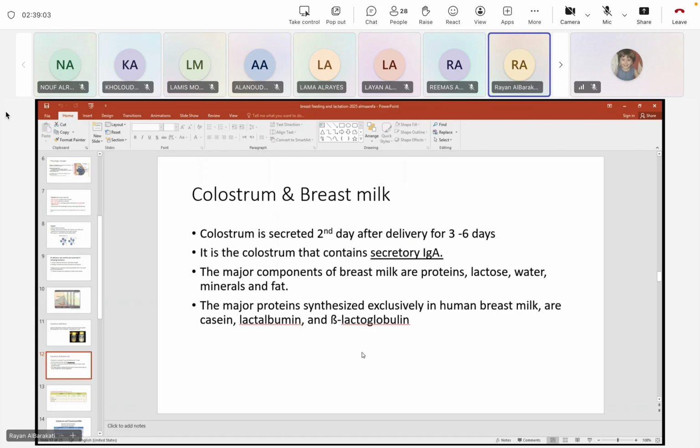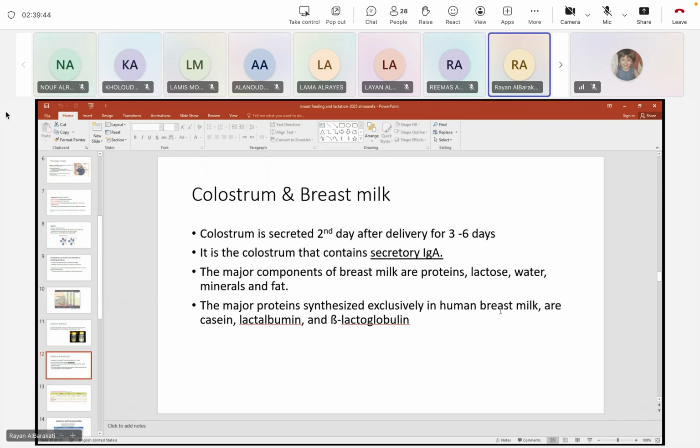The major components of breast milk in general are protein, lactose, water, minerals, and fat. The beta protein is synthesized exclusively in human breast milk, يعني ما نلقاها في cow milk or goat milk وغيرها. بالمناسبة, the closest milk to human milk is not cow milk, which is now used to produce the formula. It is the goat milk and the donkey milk. But for us, احنا طبعا اللي موجود في الماركت دائما هو الكاو milk and the goat milk.